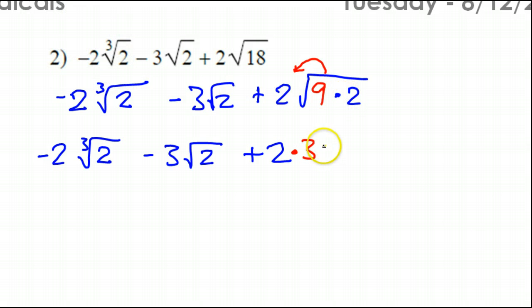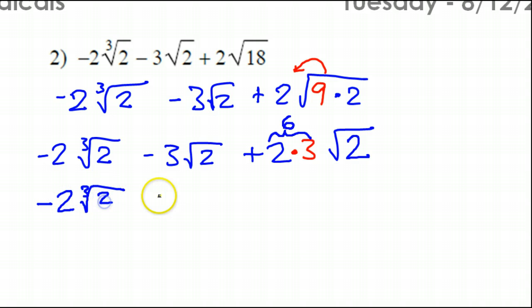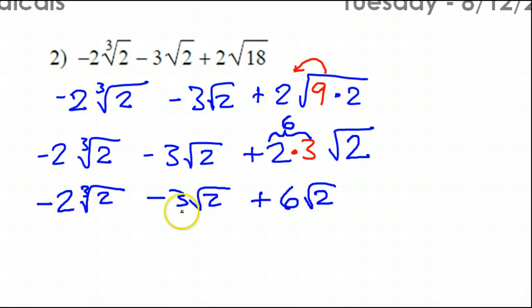Alright, the square root of 2 is just going to be stuck where it is. Alright, so that's quickly going to become a 6. So this right here is 6. So maybe I'll just recopy it. So I've got negative 2 cube root 2, negative 3 square root 2, plus 6 square root 2. I'm looking for the like terms here. The like terms are here and here. Alright, because they both have square root of 2.